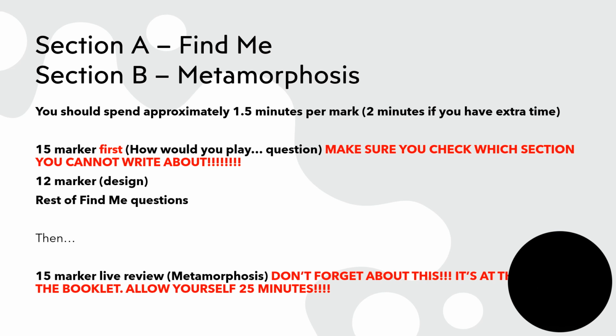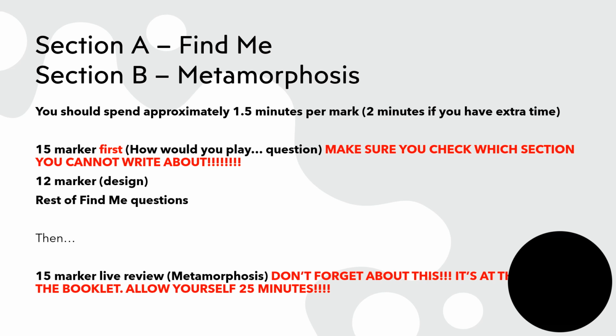Remember, for the first section, Find Me, go and find that section. So in the booklet you will have a list of various plays. You do not answer on anything other than Find Me. That's really important. Find that section first. Remember, you need to be spending about 1.5 minutes per mark. 2 minutes if you've got extra time. So if it's a 1 mark answer, you don't need to spend any more than 1.5 minutes. And if I'm honest, that's generous for the 1 marker.